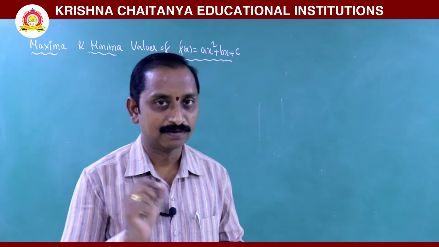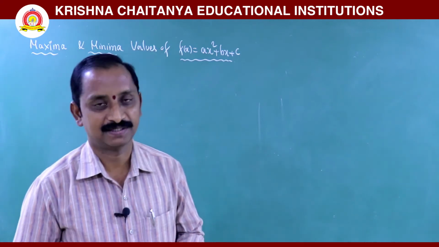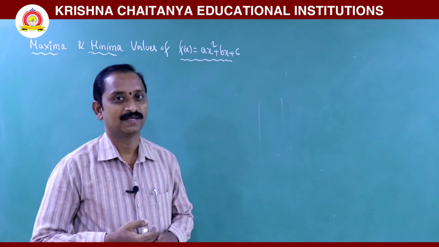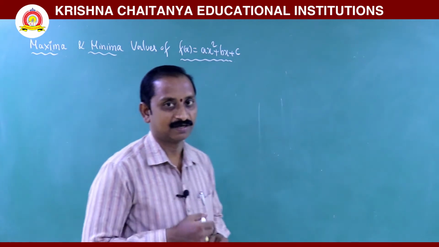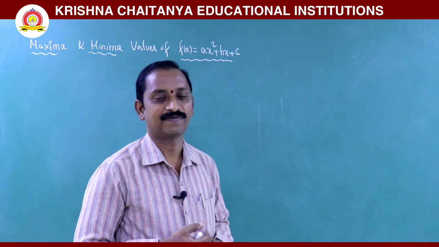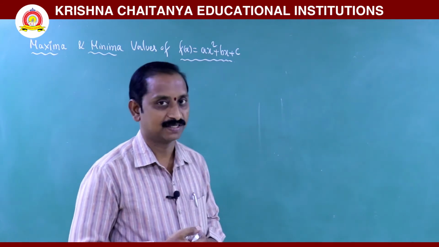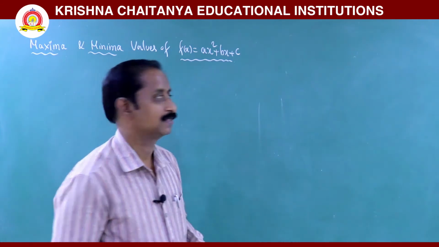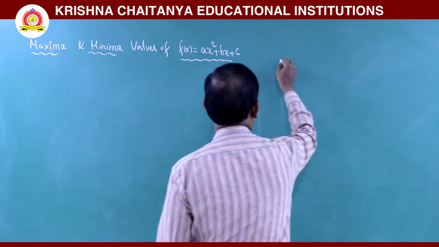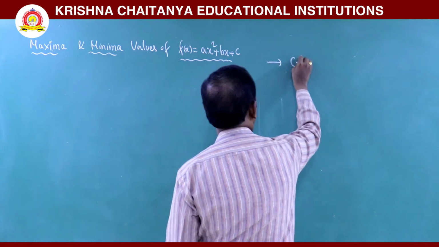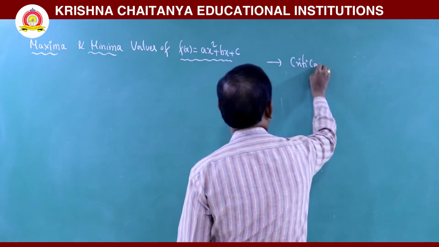First of all, we need to know the critical points. So, what is the definition of critical points? It is the collection of points in the given interval for which f dash of x is equal to 0 or f dash of x is not defined. Once again, to get the minimum and maximum values, first of all we find the critical points.